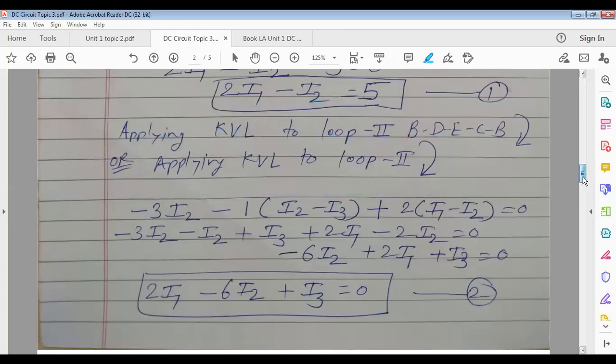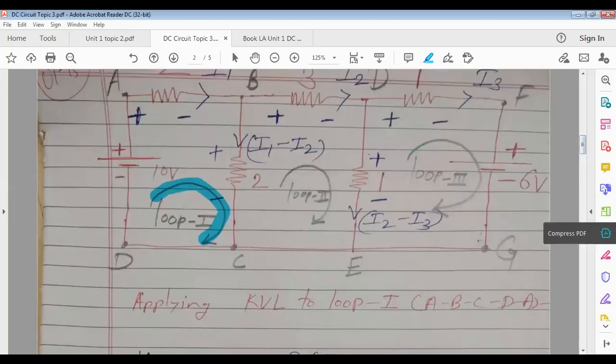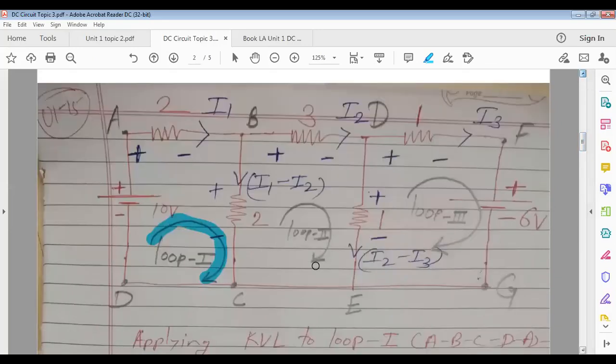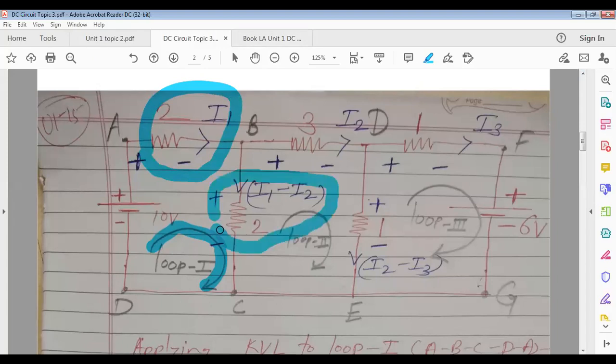Okay, now see loop 1. In which direction are we moving in loop 1? Now you concentrate on the loop direction. Move clockwise. What about 2 times I1? How much will be the voltage drop across the 2 ohm? 2 times I1. And how much will it be across this other vertical 2 ohm? It is 2 times (I1 minus I2), not only the magnitude.